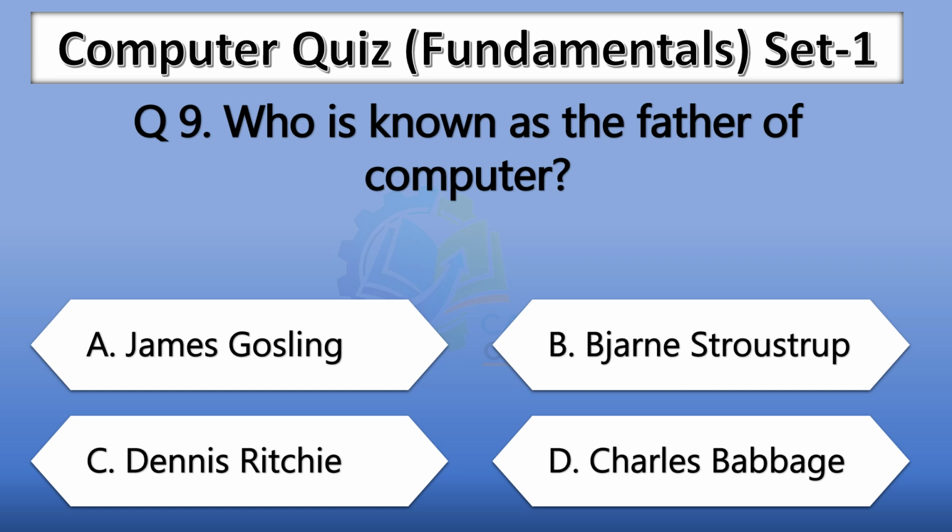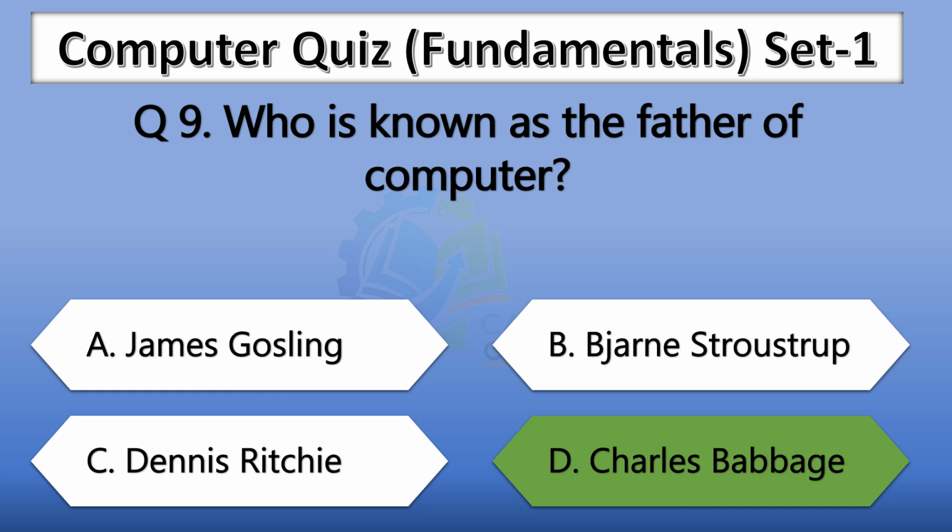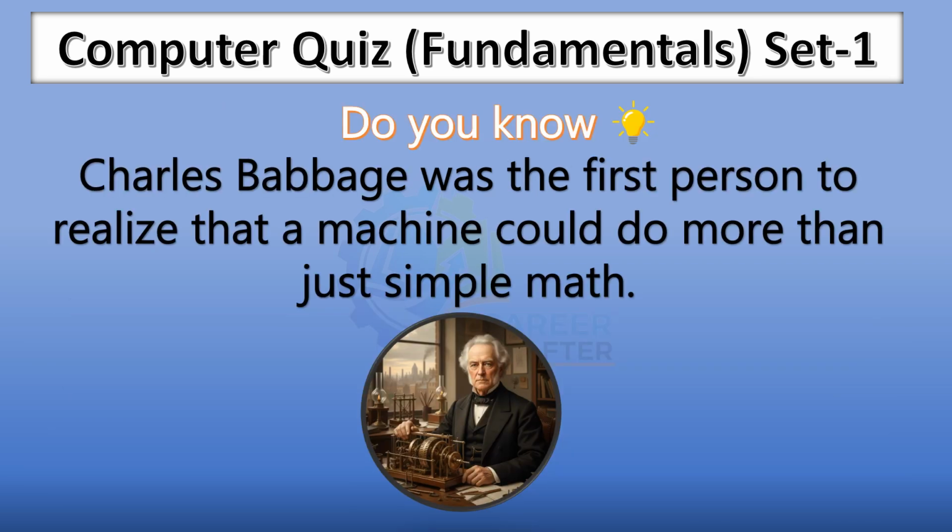Who is known as the father of computer? The options are James Gosling, Bjarne Stroustrup, Dennis Ritchie or Charles Babbage. The correct option is Charles Babbage. Do you know, Charles Babbage was the first person to realize that a machine could do more than just simple math.